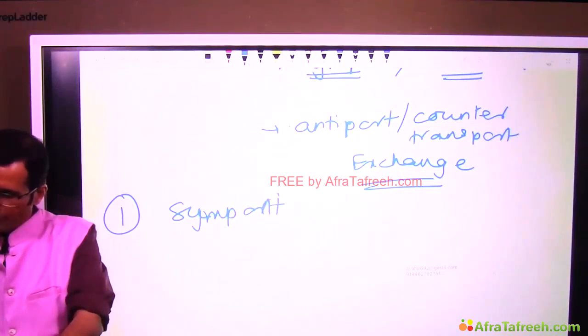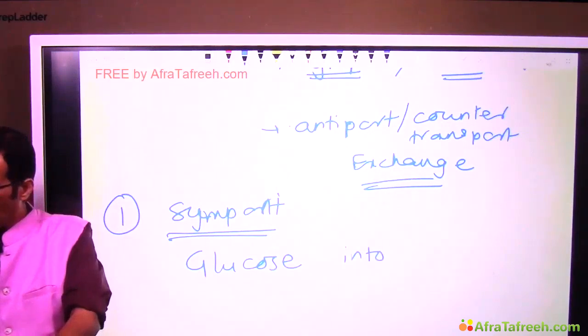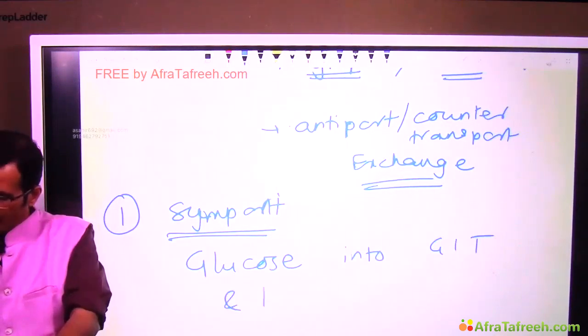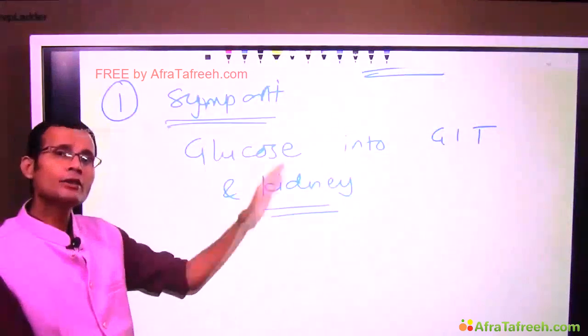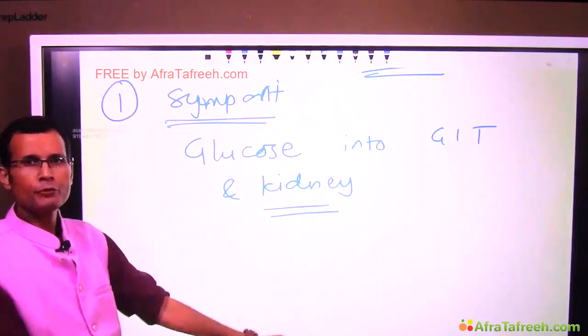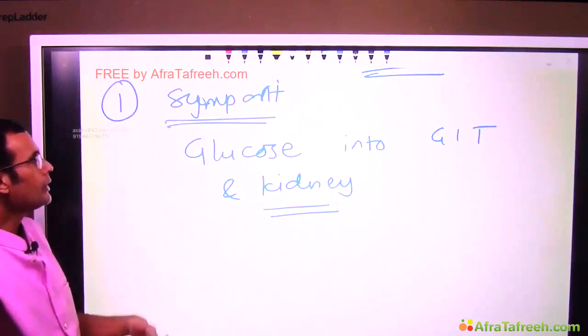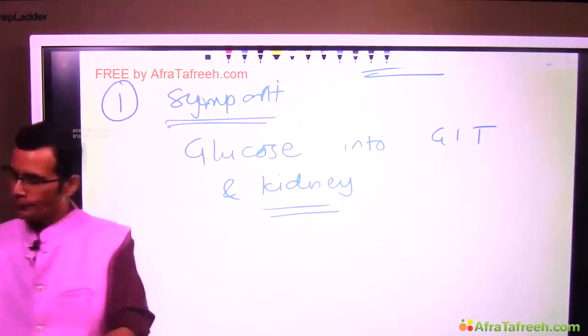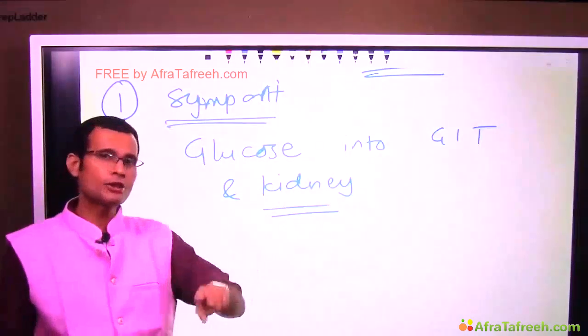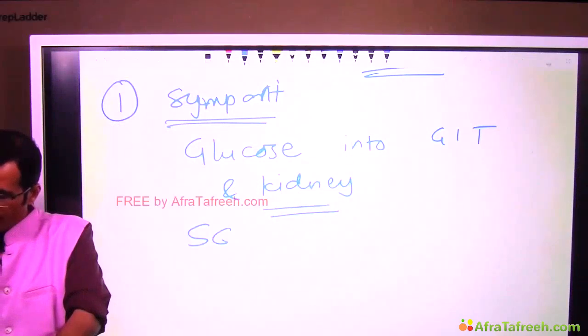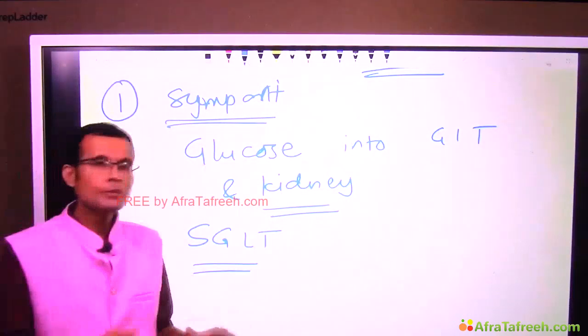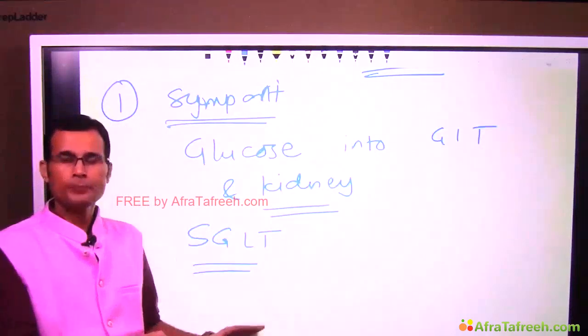Glucose is transported into the cells of the GIT and kidney by symport or co-transport. Glucose entry in other cells of the body is by facilitated diffusion, and here it's by secondary active transport. Glucose will go from low to high concentration. Remember, that's why it's called secondary active transport. And the transport protein is called SGLT, sodium glucose transporter.